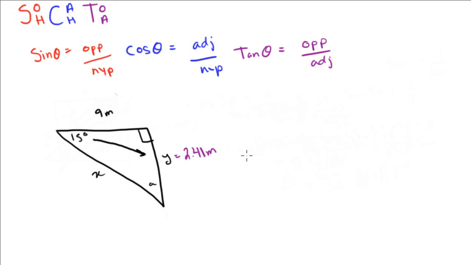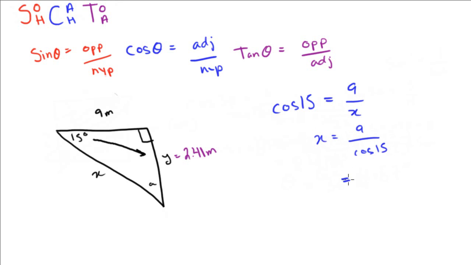Now, just some advice: when solving for multiple unknowns in a given question, always try to avoid the calculated values, the values that you have to calculate in order to find. y would be an example of this. So let's try to solve this without using y. The only ratio that can help us solve this will be the cos ratio. So cos of the angle, which is 15, equals adjacent, which is 9 meters, over the hypotenuse, which is x. So isolating for x, we get that x equals 9 over the cos of 15.